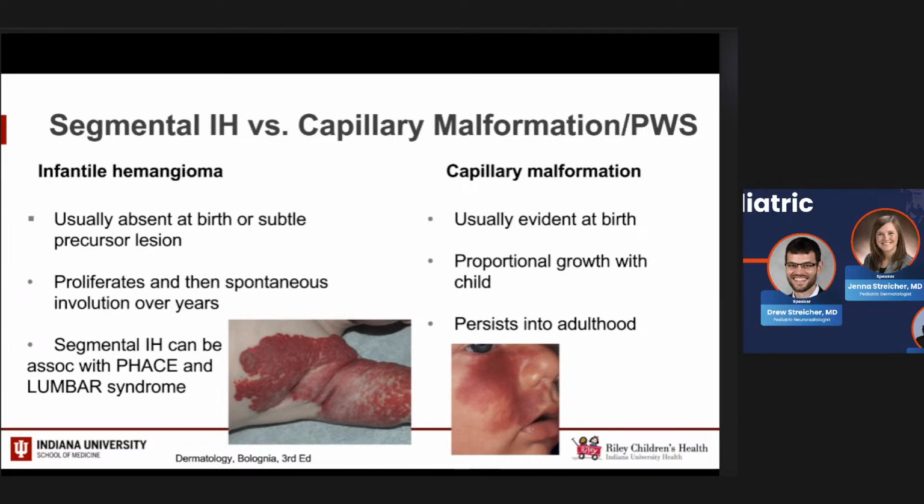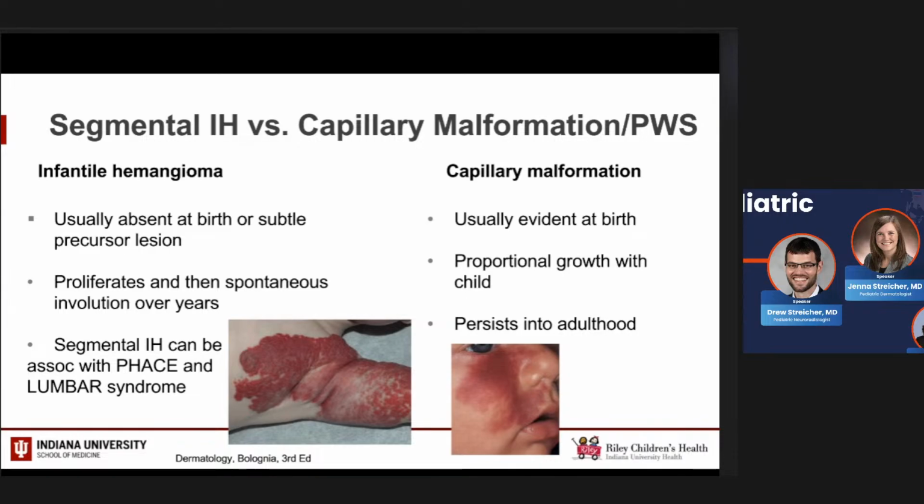And so an infantile hemangioma, again, I talked about they're usually absent at birth. There may be something subtle red there, but then they kind of grow over time and proliferate. And when they're covering a segment of the body, either the face or arm or different areas, we think about those being segmental infantile hemangiomas. And those can be associated with a syndrome called PHACE syndrome and a syndrome called LUMBAR syndrome. And we're going to talk about those.